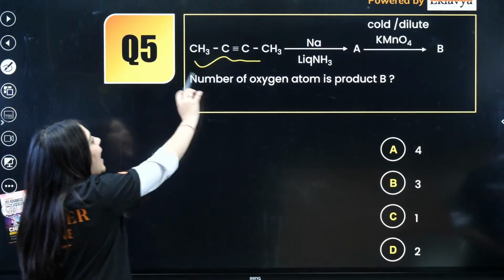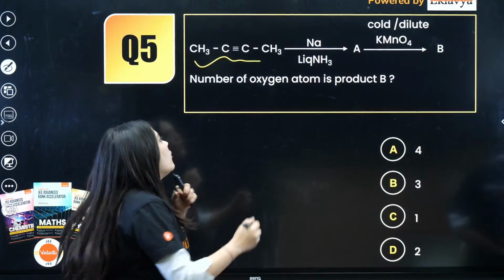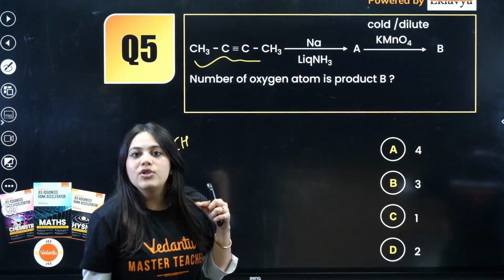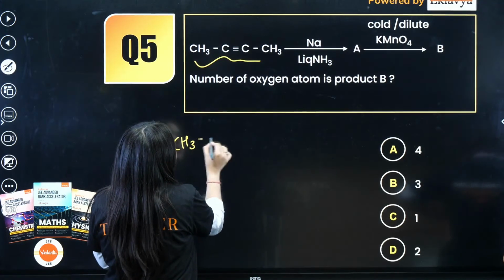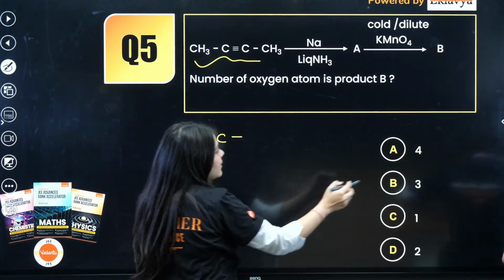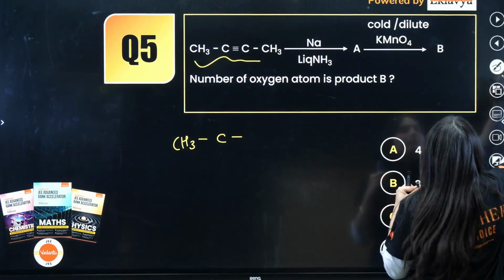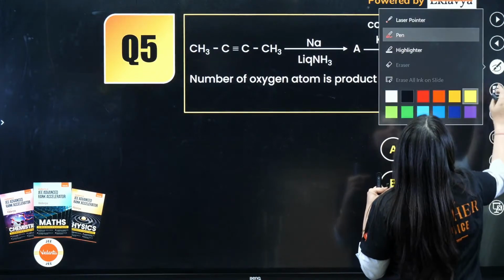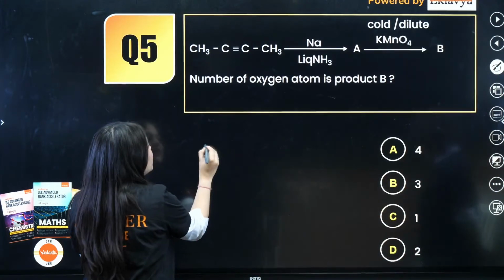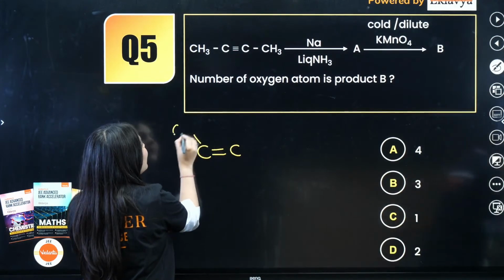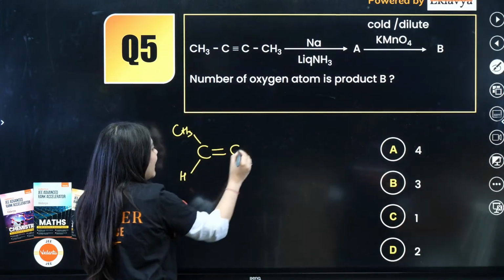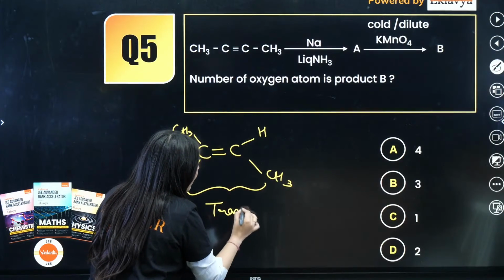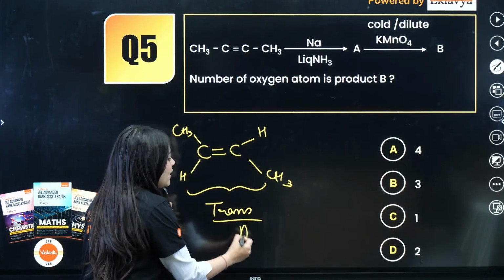Okay? When I react alkyne with sodium and liquid ammonia, what is the reaction? You get a trans addition of hydrogen, isn't it? So a trans addition of hydrogen we will get. Let me draw it once again. Trans addition of hydrogen will happen. For example, here's the CH3. One of the hydrogen got added over here. So the other hydrogen will be added here. And this trans alkene would be the product. Trans product is the option number A.